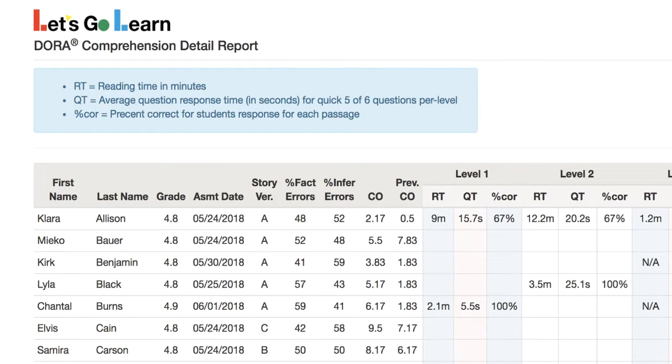On the very top, there's a little bit of a legend. RT stands for reading time in minutes, and question time is the average response time for the quickest 5 out of 6 questions. So we do that because let's say the student is answering 6 questions, but one question they just take a long time. Maybe they got distracted, they walked away from the computer. So we sort of throw out one score's response time, and then we look at the average of the lowest 5, and that gives you your question time response rate.